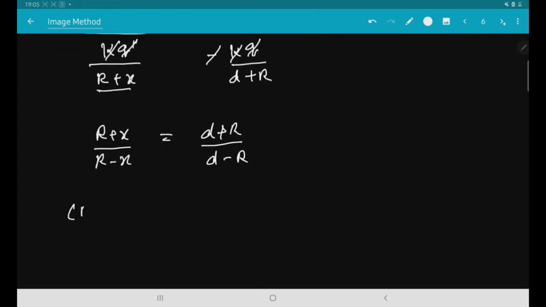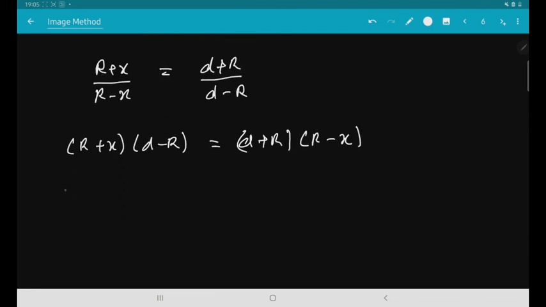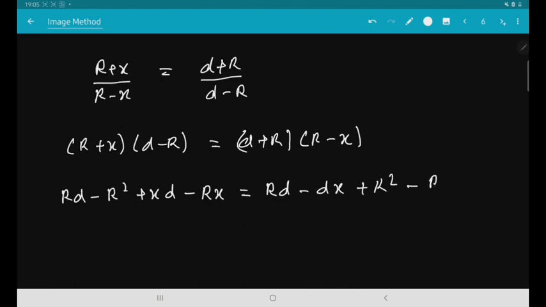Now let us cross multiply this. R plus x into d minus r is equal to d plus r into r minus x. Now if we multiply this, we'll get r into d minus r square plus xd minus r into x. On this side we are going to get rd minus dx, d into minus x, plus r square minus r into x.